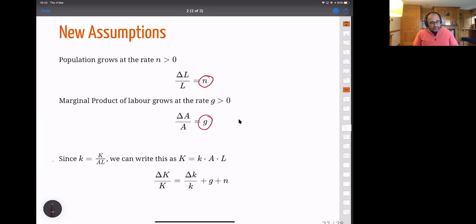So turns out all we have to do now is work out the relationship. We had defined effective capital per worker. We just have to turn that into a growth rate. So if effective capital per worker is big K over AL, that means the growth rate of big K is the growth rate of small k plus g, which is the growth rate of A, and n. That's all it is, right?